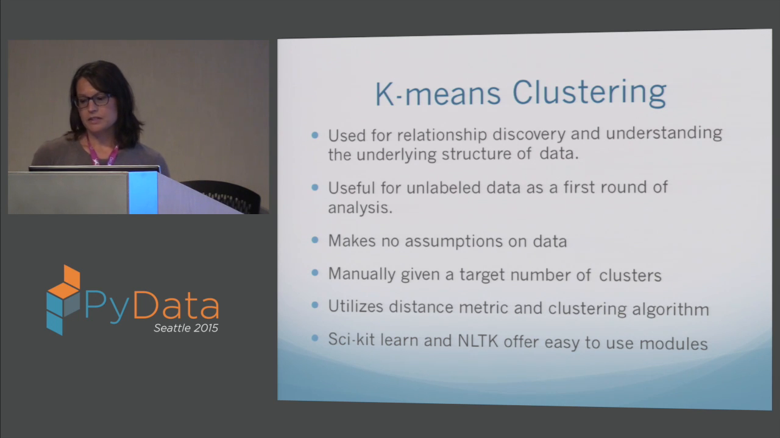It's used, again, for relationship discovery and understanding the underlying structure of data. It's useful for unlabeled data as the first round of analysis. It makes no assumptions on the data. You manually have to give it a target number of clusters, and that's usually done using the elbow method. It utilizes a distance metric in the clustering algorithm, so its objective is to minimize the average squared Euclidean distance.